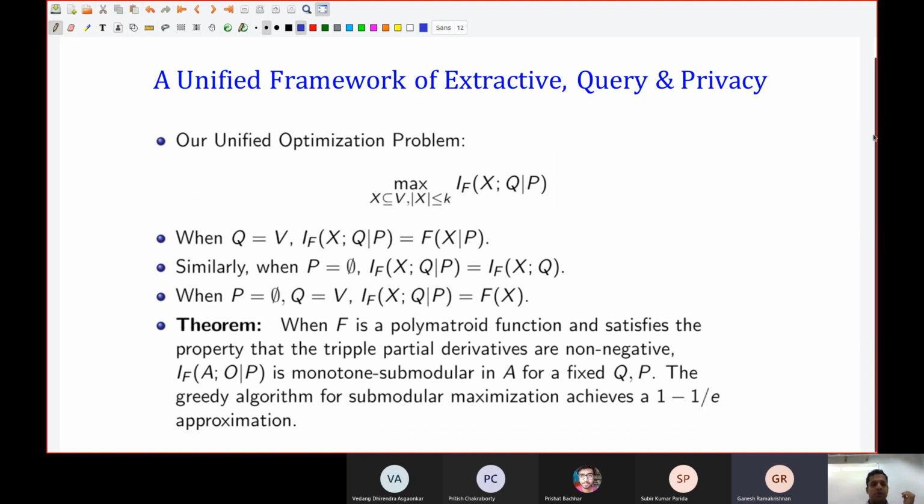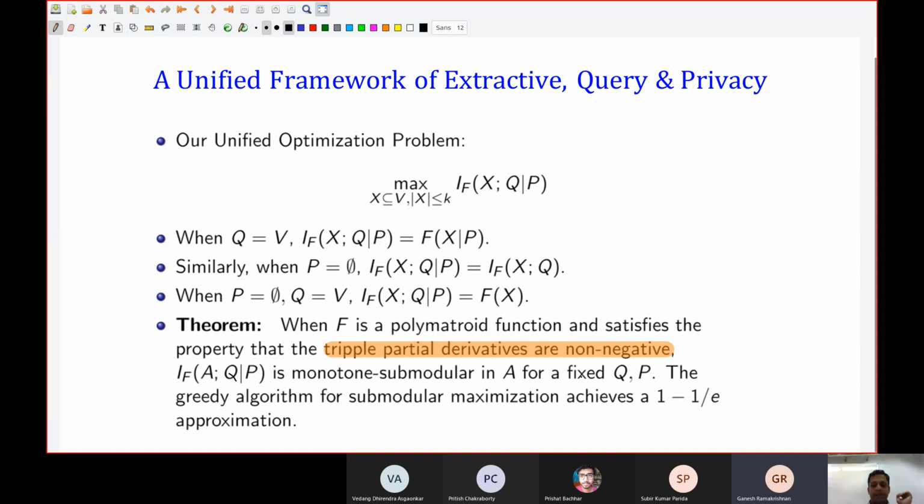So this is what gives you a unified optimization formulation with these extreme cases being special cases. If f is a polymatroid function, satisfying the property that triple partial derivatives are non-negative, then by virtue of all the results so far, I of A comma Q given P is monotone submodular in A for fixed Q and P.